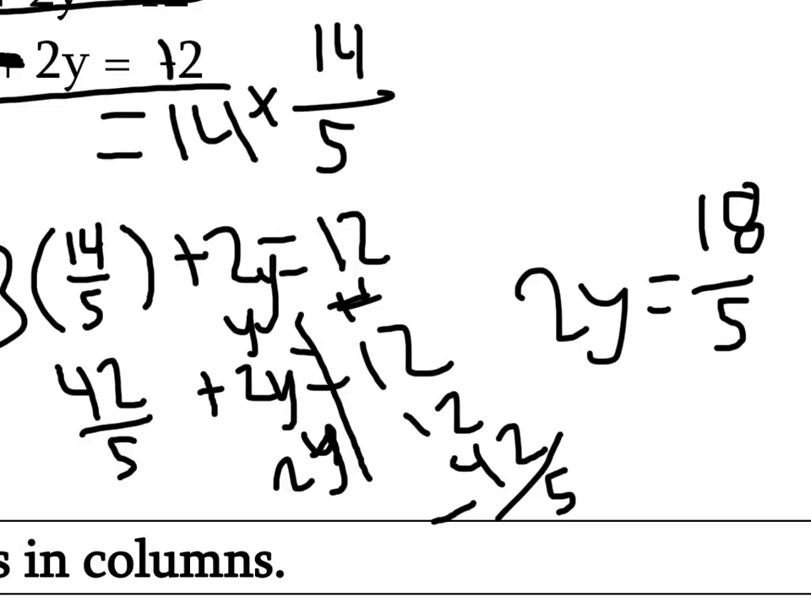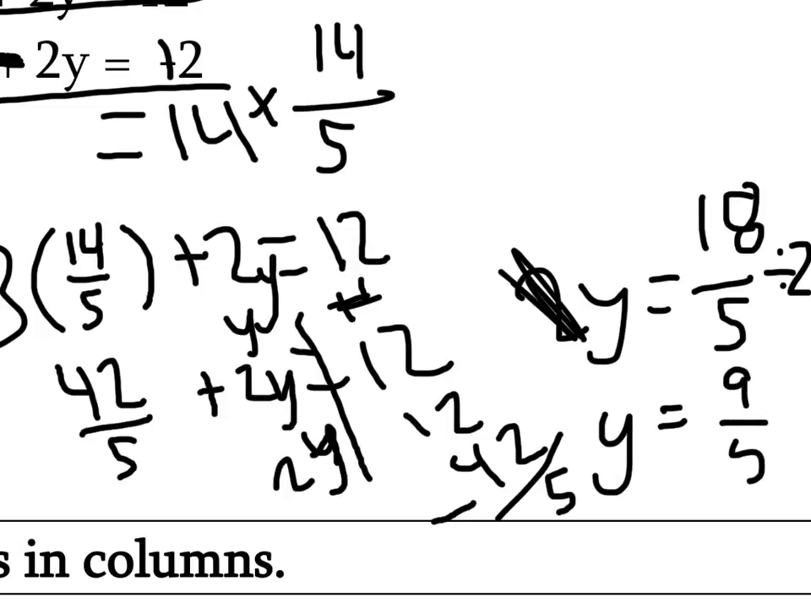It would be easier if I wrote it on the board. You could simplify 42 fifths? No, 5's prime. Are you talking about turning it into a mixed number? Avoid mixed numbers. So y equals 18 fifths. You divide by 2 there, so that goes away. You divide by the coefficient of whatever you're trying to find. That would give you 9 fifths.